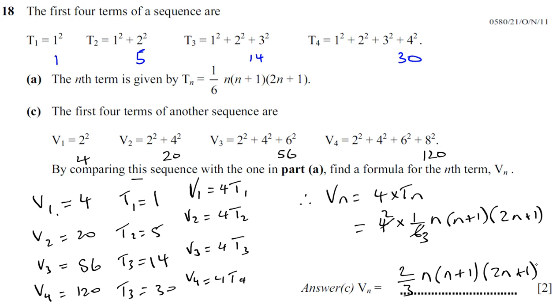And that's probably the simplest way to calculate this particular term. It's only worth 2 marks. There are other ways, but this is the simplest way. Okay, so I'll leave it at that. Thank you. That's question number 18 completed.